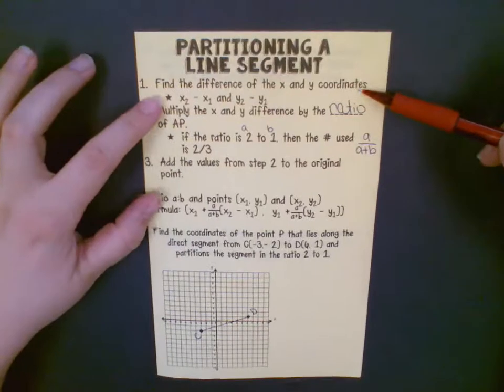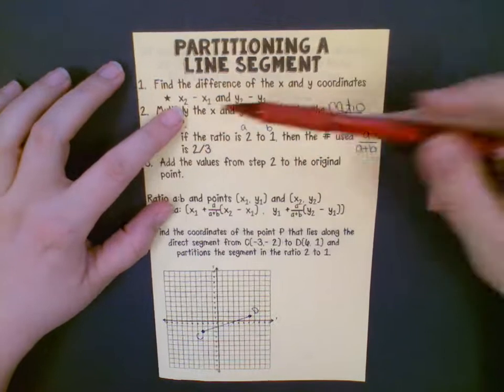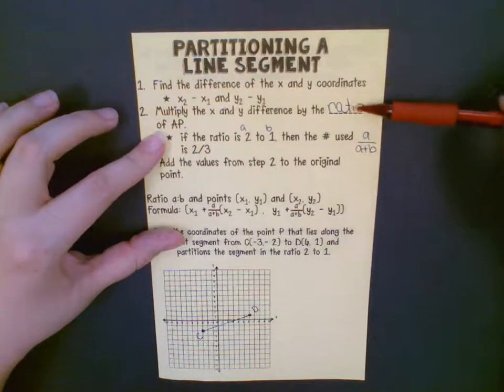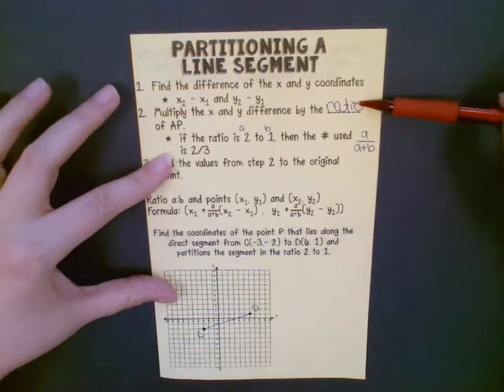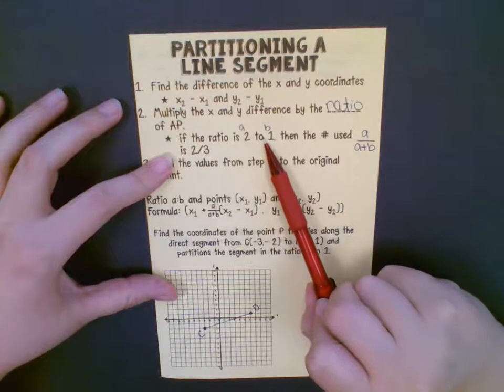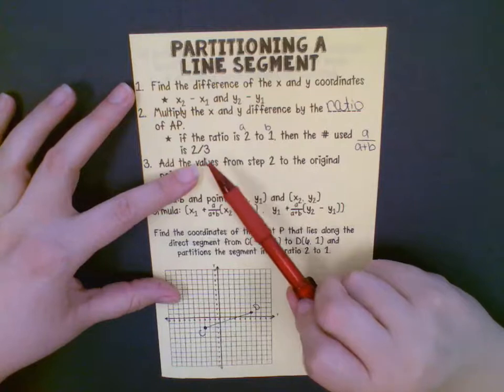It says we're finding the difference between the x and y coordinates. We're always starting with that second point first. And then we're going to multiply those differences by our ratio. And they always tell us our ratio. So for example, if they tell us that the ratio is 2 to 1, then the number that we multiply by is 2 to 3, 2 over 3.